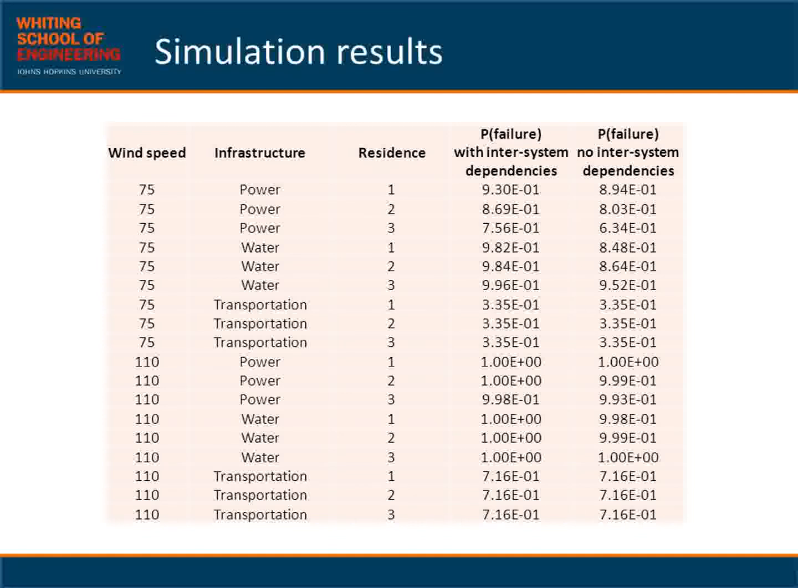As the table above shows, using our mirror web approach to include inter-system dependencies results in higher failure probability estimates for both power and water than an approach that ignores these dependencies. The roads are not dependent on either power or water, so the transportation failure probabilities are the same for the 2 approaches. We see that with the mirror web approach, water has a higher probability of failure at all 3 residences than power or transportation. This is likely related to the fact that the water system is dependent on both the power and transportation systems.